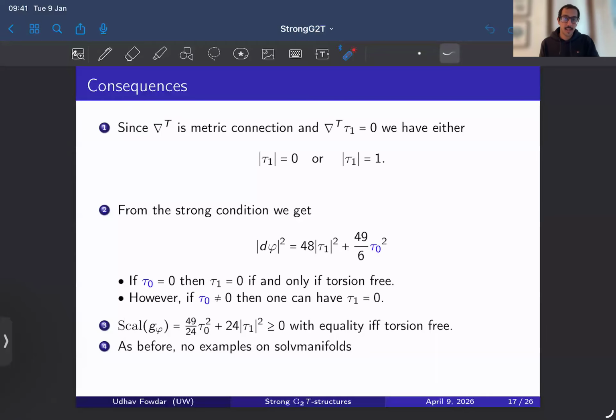And as before, the scalar curvature is always positive and vanishes if and only if it is torsion-free. So again, the same argument as before tells you that they do not occur in the case of solvmanifolds.